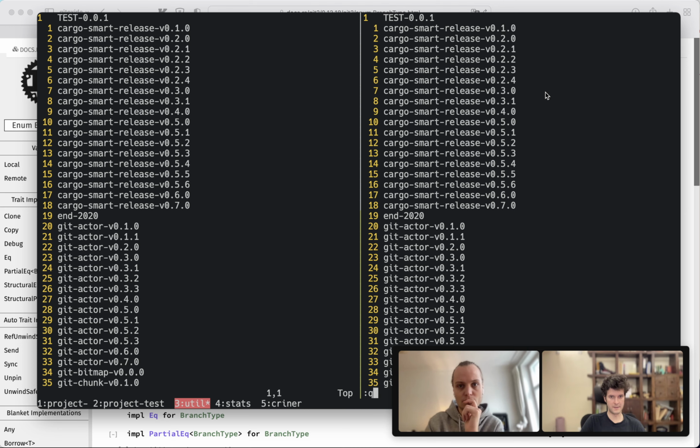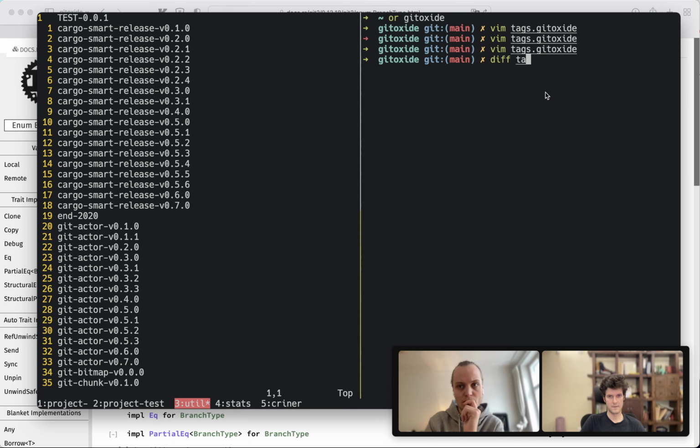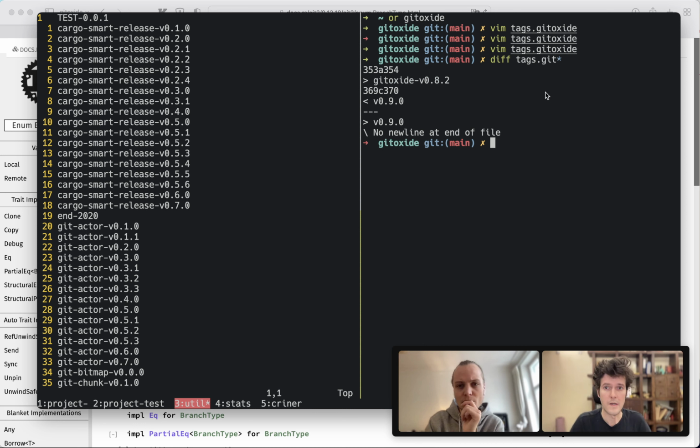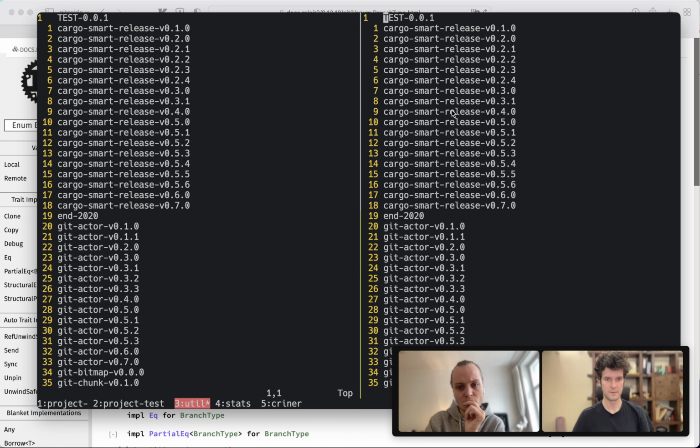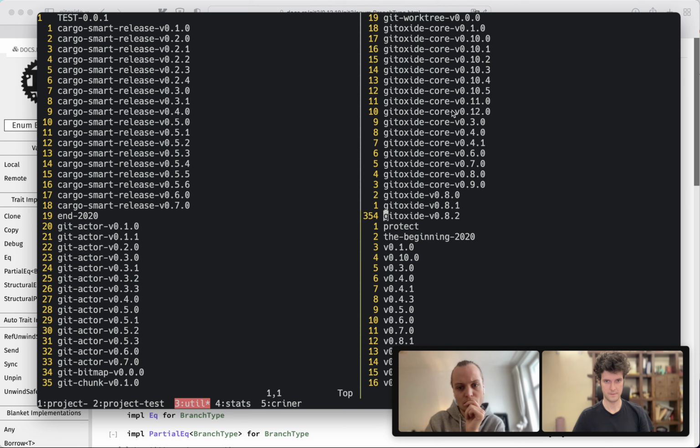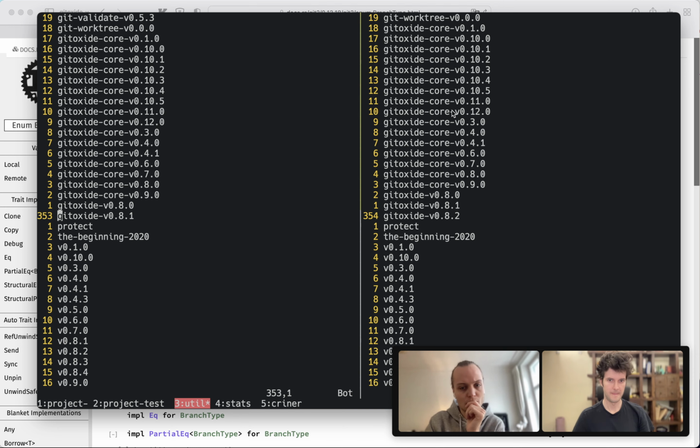Okay, so now that looks better. Let's try the diff again. So it's Git oxide v. One side has the Git oxide v 0.82, and the other does not. This is why Git oxide has one more v 0.82. This one. Look at that. And that's the difference.